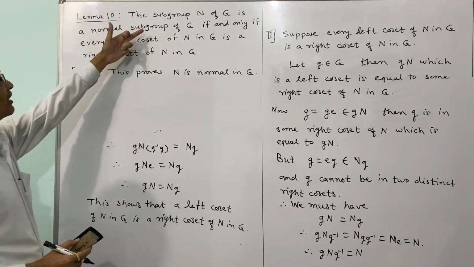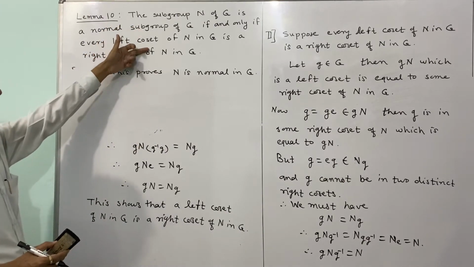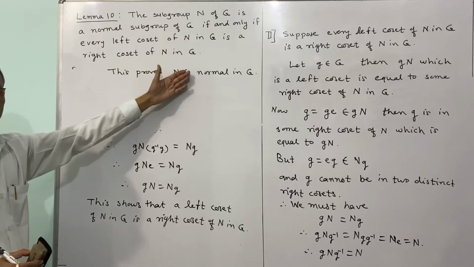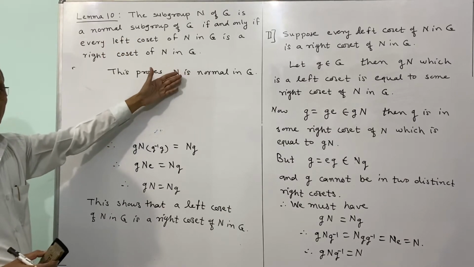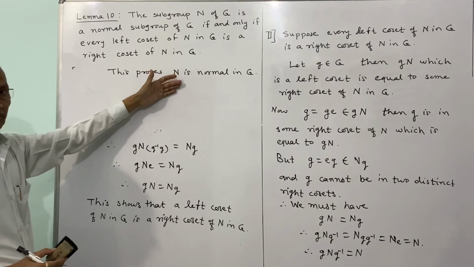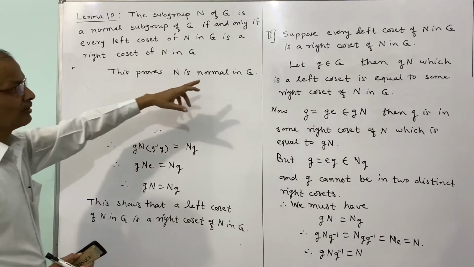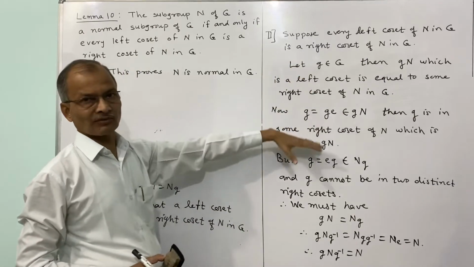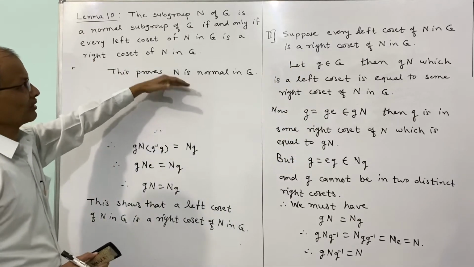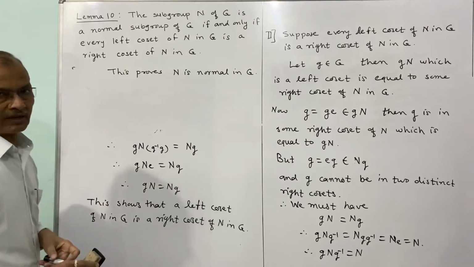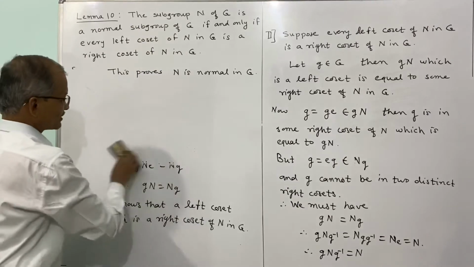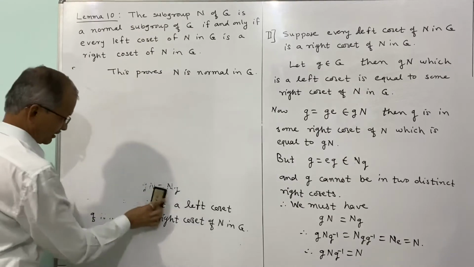Assuming N is a normal subgroup of G, we have proved every left coset is equal to the right coset. This is an important property of a normal subgroup: every left coset is equal to the right coset. And assuming every left coset is equal to the right coset, we have proved N is normal. So this is a strong condition, the two imply each other. And this completes the proof of lemma 10.